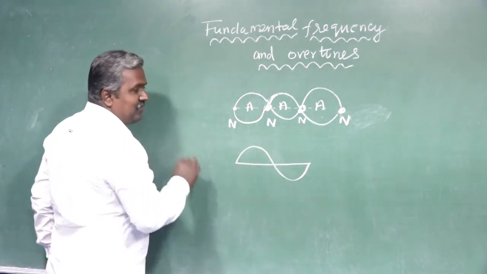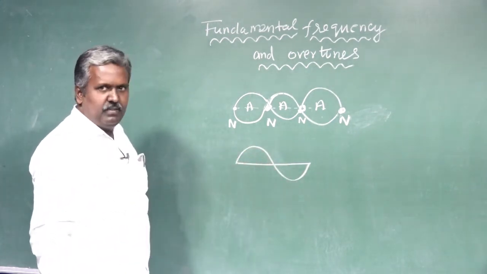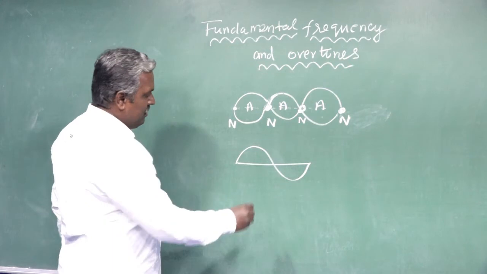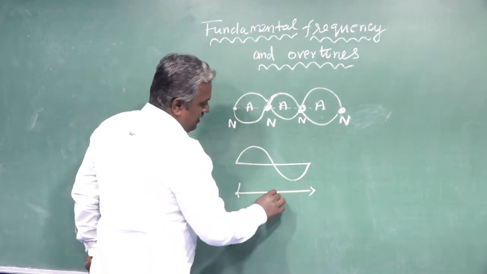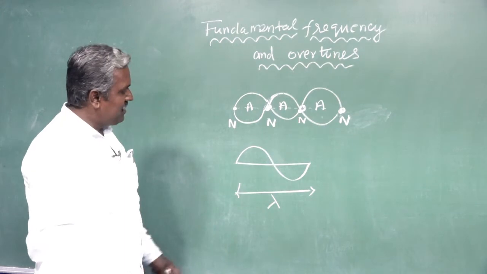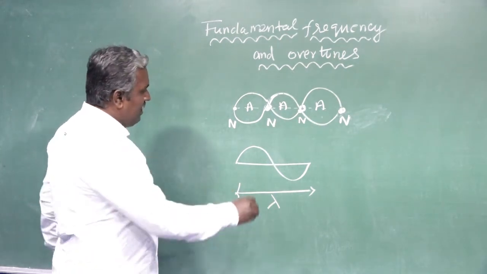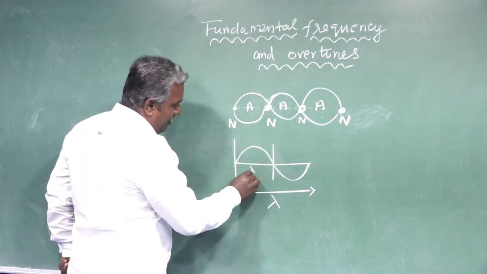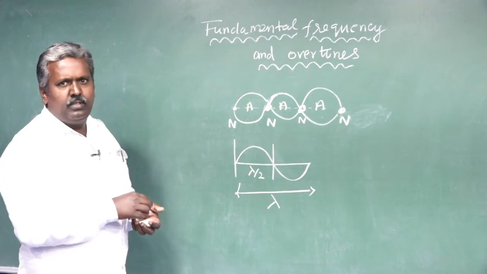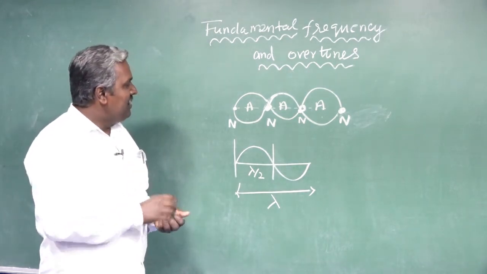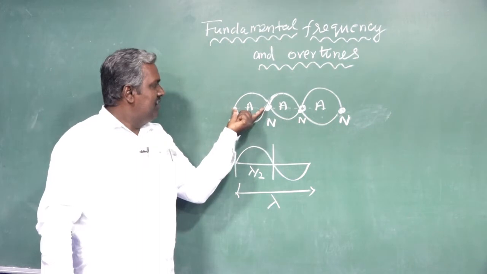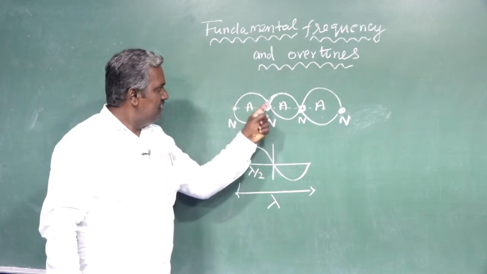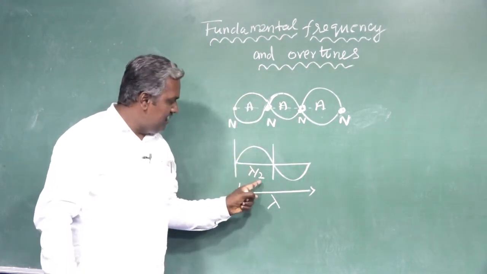Then here, what is this? One full wave, no? The length of one complete wave is called the wavelength. This gap is called the wavelength, simply represented by lambda. What will be this gap? Very good, it is equal to lambda by 2. That means the distance between successive nodes is equal to half of lambda, lambda by 2.